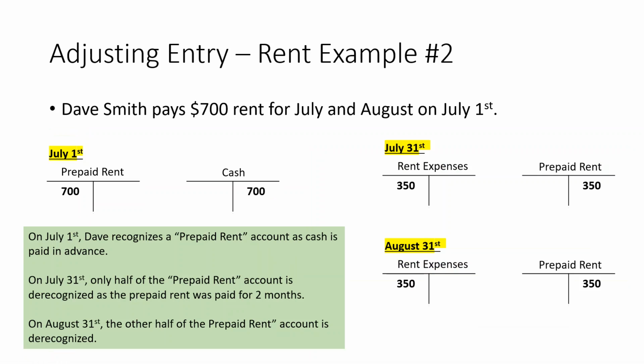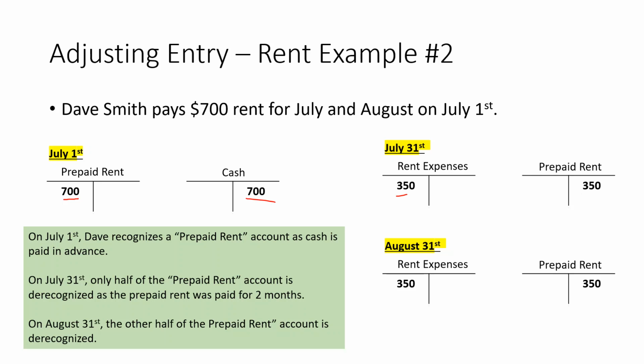Let's look at another rent example. Let's say Dave Smith pays $700 of rent on July 1st, but this time it covers 2 months, July and August. So the entry we make on July 1st is going to be the same as the one in the previous example. We're going to debit prepaid rent for $700, and we're going to credit cash for $700. However, on July 31st, we don't de-recognize the $700 right away. We only de-recognize half of it.